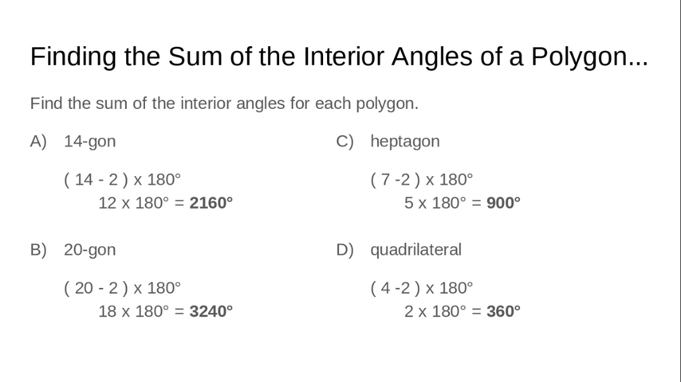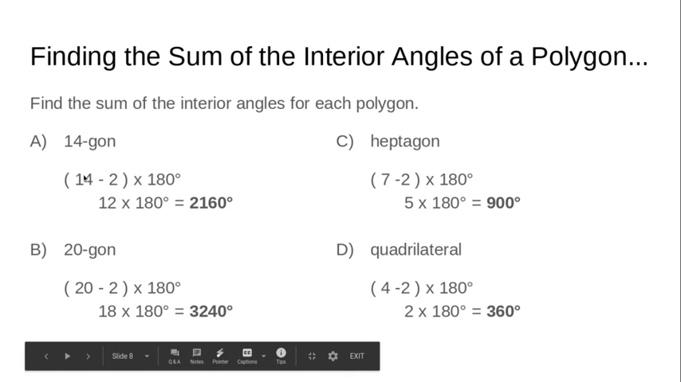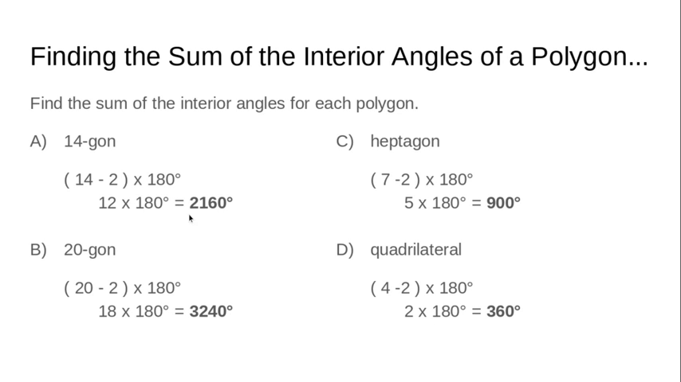So I have 4 examples for us. The 14gon would have 14 sides. So we're going to start with 14 minus 2. That gives us 12, and 12 times 180. So all of the angles of a 14gon are going to add up to 2,160 degrees.